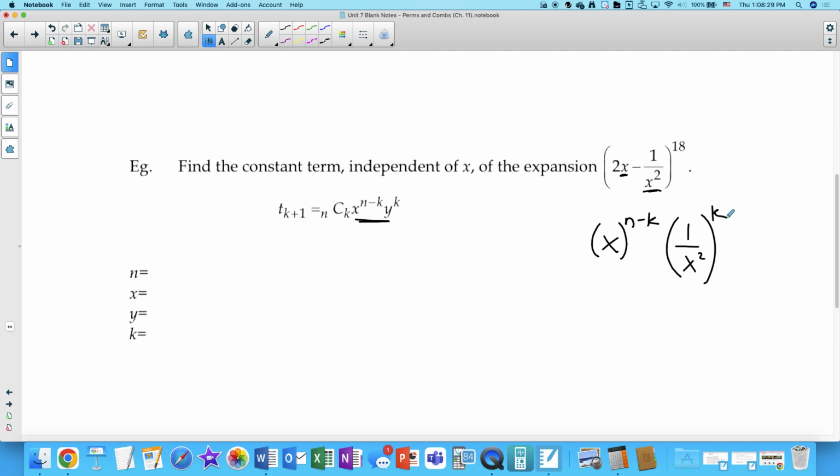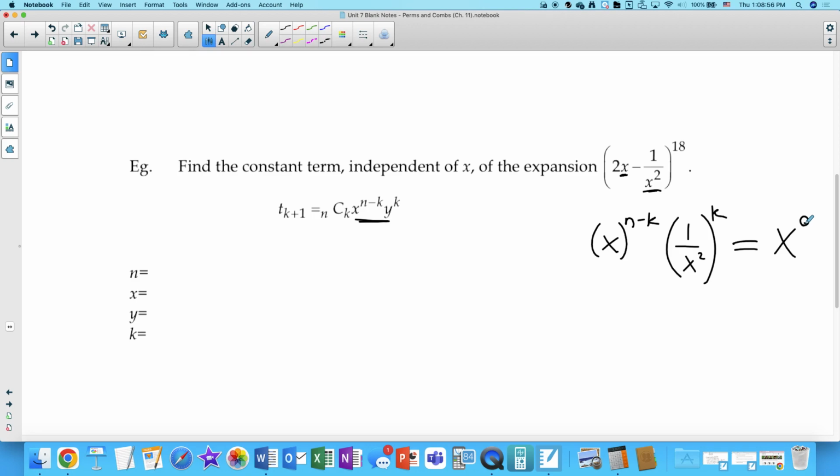Now, of course, there's actually going to be a 2 in there and a negative 1 in there. But again, we just want the term number right now. We don't really care about the number part. We'll work that out after. Okay? We need to know when this is equal to x to the 0, because if it's equal to x to the 0, then we have a constant. The number of x's in the numerator will cancel with the number of x's in the denominator.